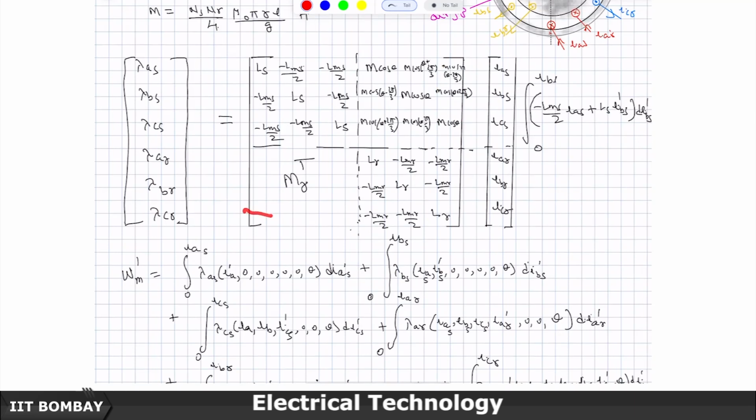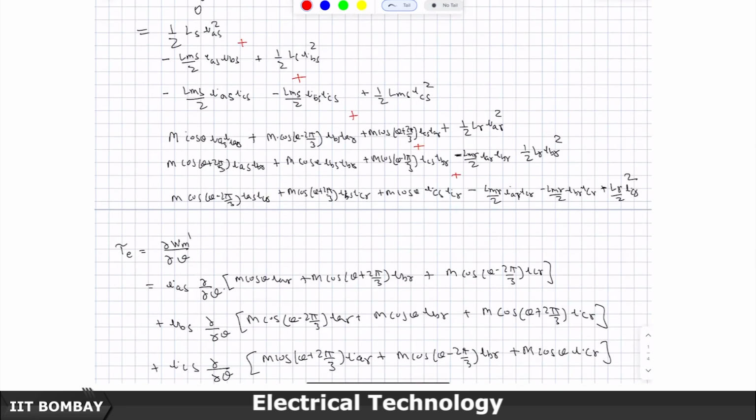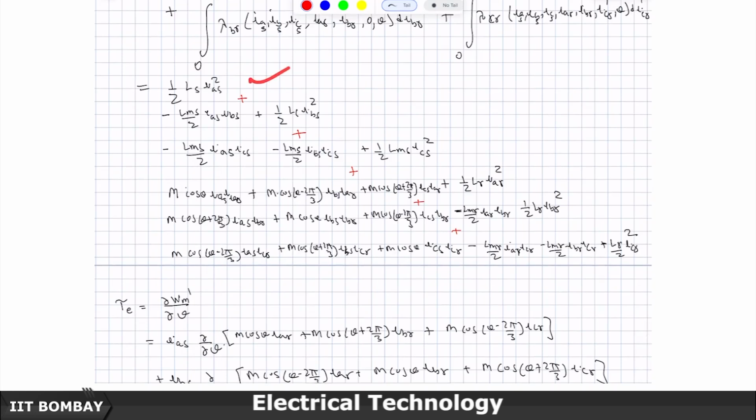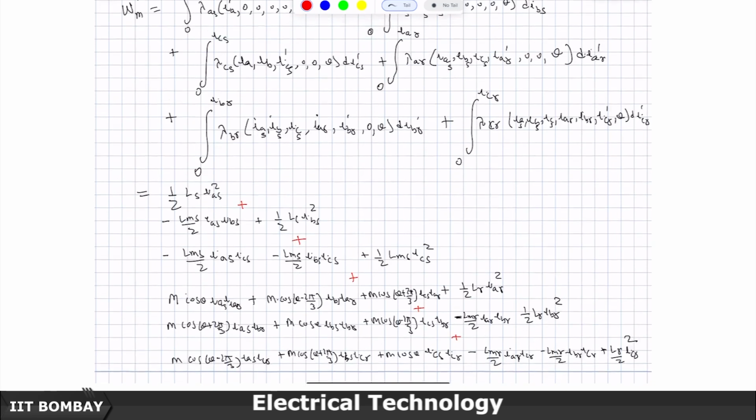These 3 terms sitting here, with IA you will get IAS, a term corresponding to theta minus 2 pi by 3. With BS you will get a term corresponding to theta plus 2 pi by 3, and the diagonal will come as M cos theta. It is not exactly a diagonal, but it is between C and C of S and R. And so this whole thing will give me the summation of all these terms here. So 1 plus 2 plus 3 plus 4 plus 5 plus 6 will give me W m dash.